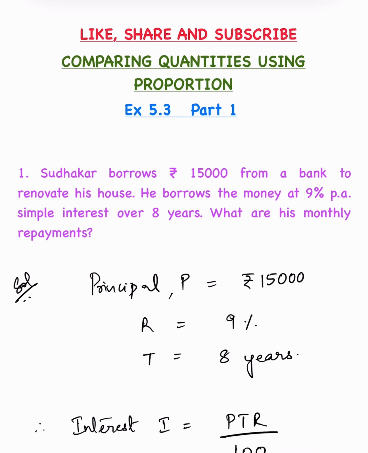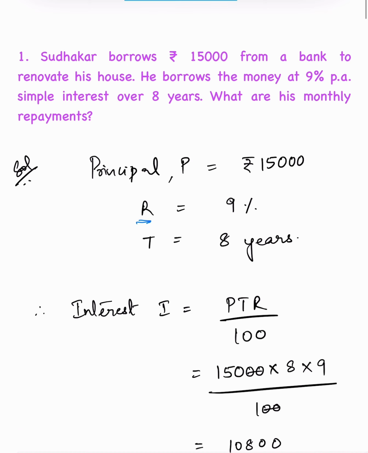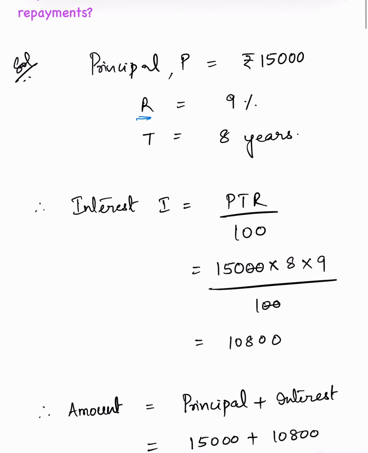Here the principal P is given as rupees 15,000. 9% per annum is the rate of interest R, and the time period T is 8 years. We know that simple interest I is equal to PTR by 100, where P is the principal amount taken, T is the time period in years and R is the rate of interest in percentage. So here I equals 15,000 into 8 into 9 by 100, which is equal to 10,800.